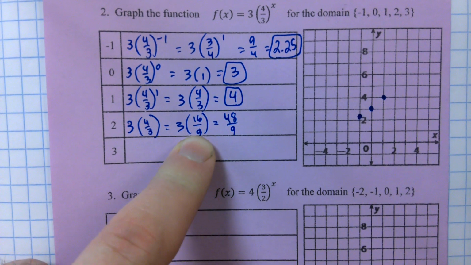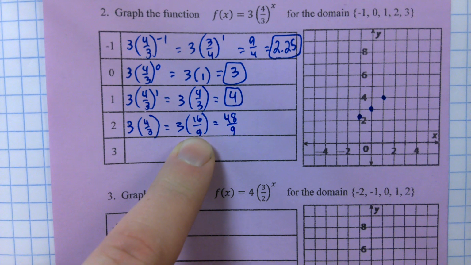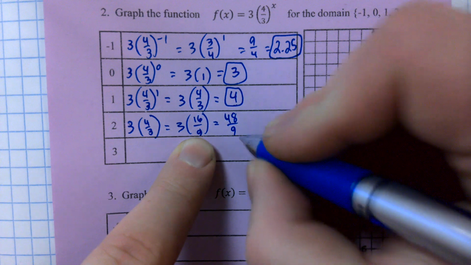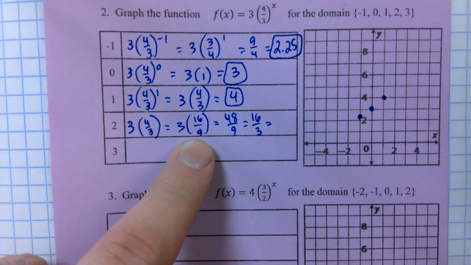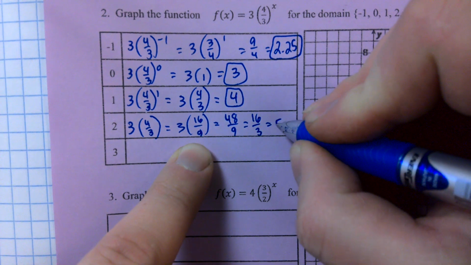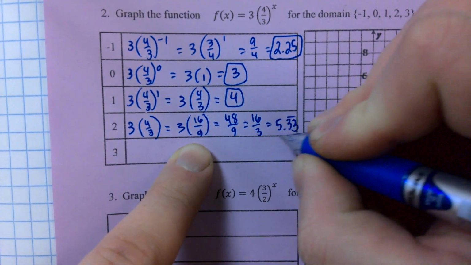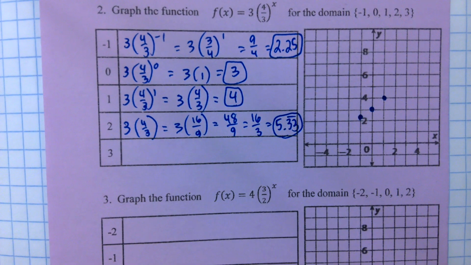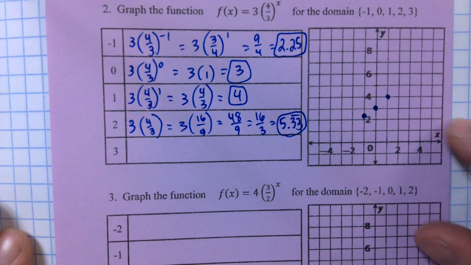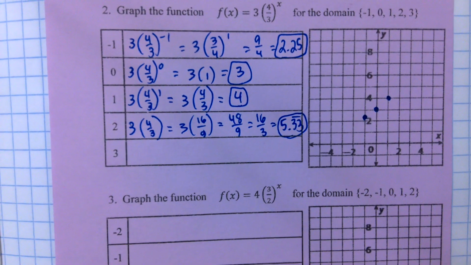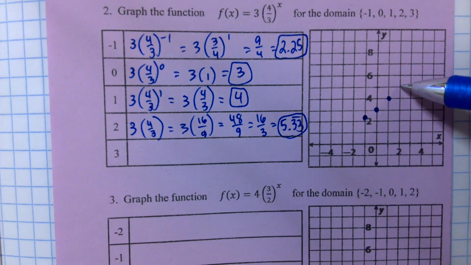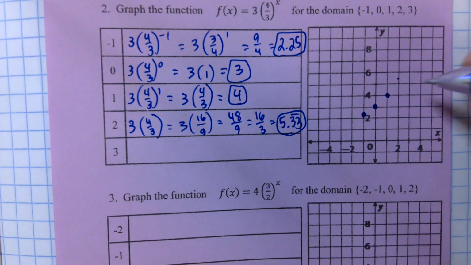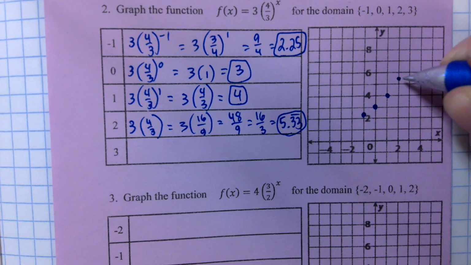48 divided by 3. Oh, we could. Yeah, we can. 16. But then we'd end up with 16 over 3. So we could do that, or I could say 5.33 with a little bar on the top because it goes on forever. So for this point, I'm going to go over to 2 on the x-axis, and I'm going to go up to 5, and then I'm going to go 1/3 of the way past 5 on the y-axis.